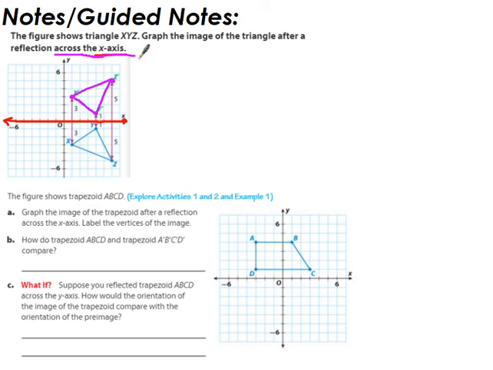A couple things to point out. We still need to make sure these points are already labeled, which is why I didn't. We still need to label our new points. And they always get that little apostrophe at the end to show that that's the new point.